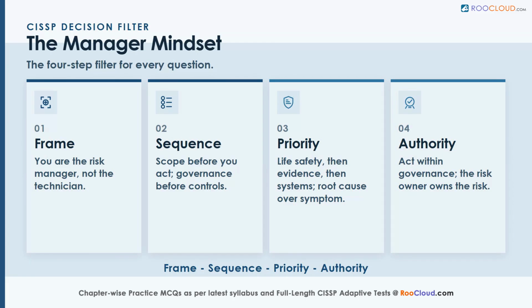Frame, sequence, priority, authority. The questions here climb into level 8, so the wrong answers get more tempting. Watch the same 4 steps knock them down.